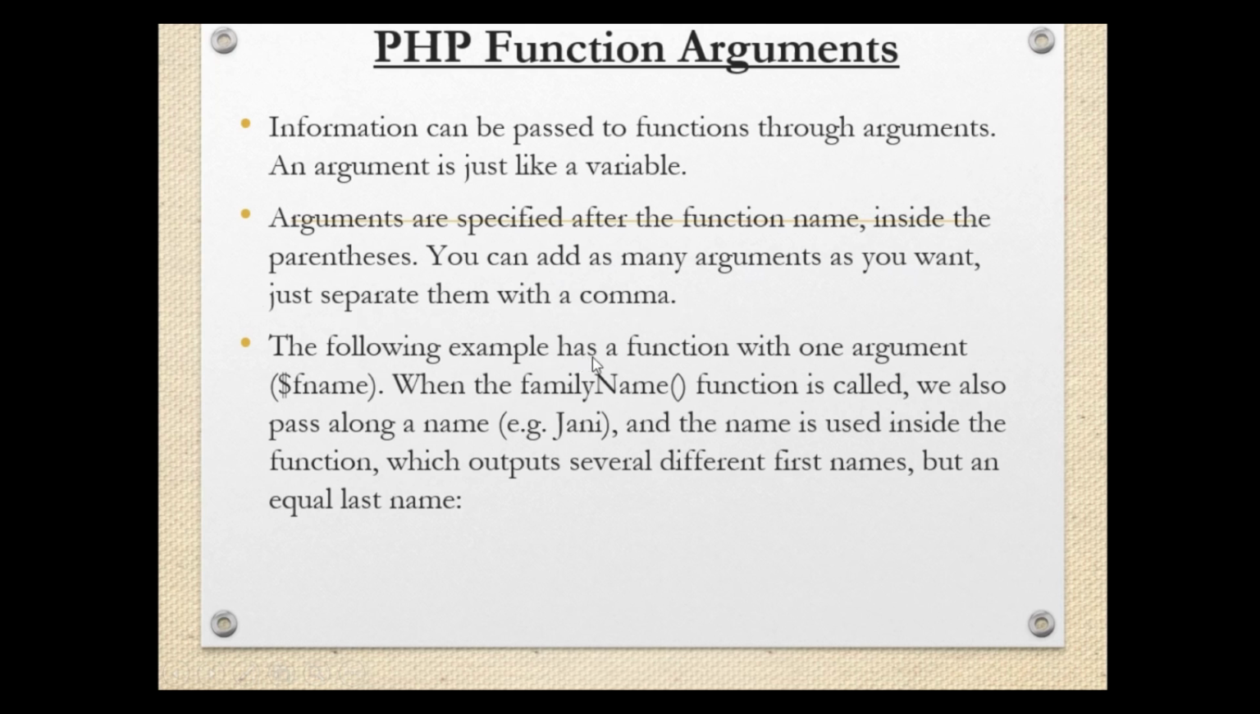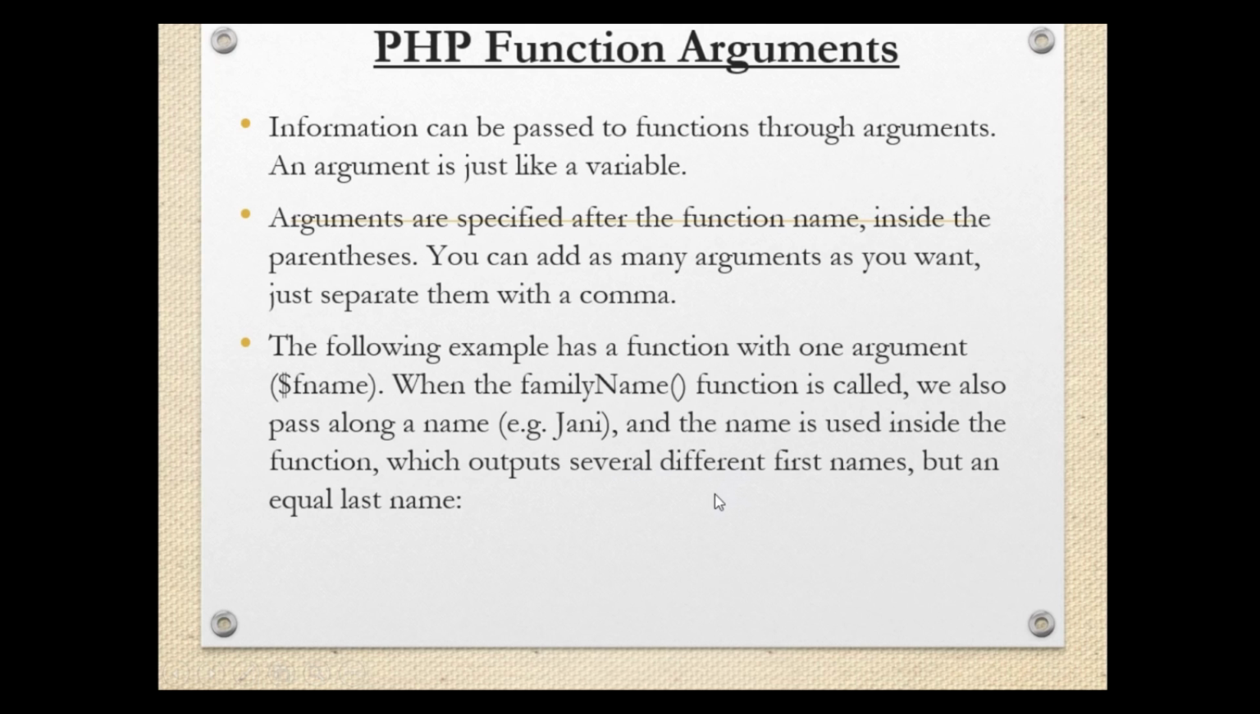The following example has a function with one argument, that is $fname. When the familyName function is called, we also pass along a name, for example Jani, and the name is used inside the function, which outputs several different first names but an equal last name.